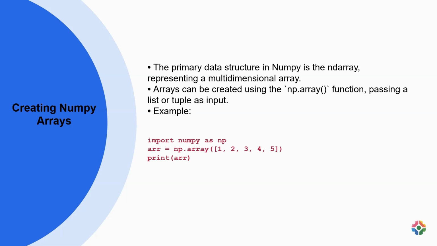import numpy as np, r = np.array([1, 2, 3, 4, 5]), print(r). In this example, a numpy array named r is created with elements 1 2 3 4 5 using the np.array function and subsequently printed. This fundamental operation demonstrates the process of constructing a basic numpy array in Python.